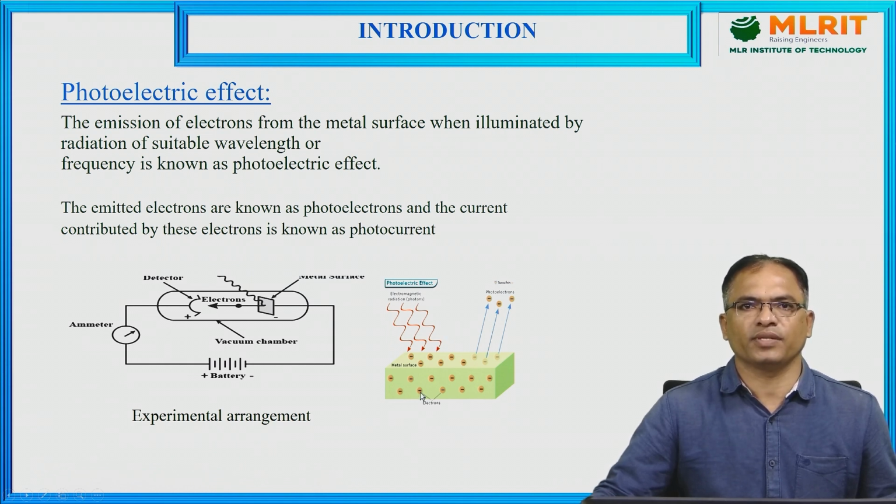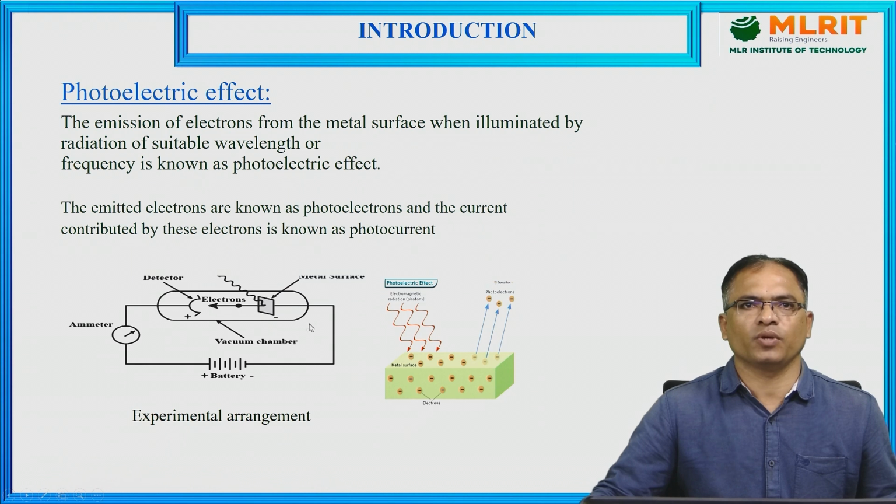A metal surface is taken here. We know in the case of metals plenty of electrons are available here. So this is radiation from the source falling on the metal surface. So radiation consists of so many photons. So when radiation of suitable frequency falls on this metal surface, liberation of electrons takes place. That is what is called photoelectric effect.